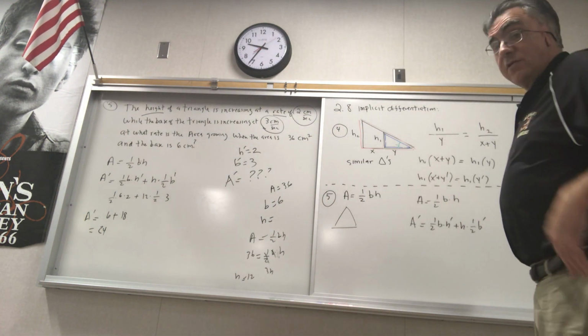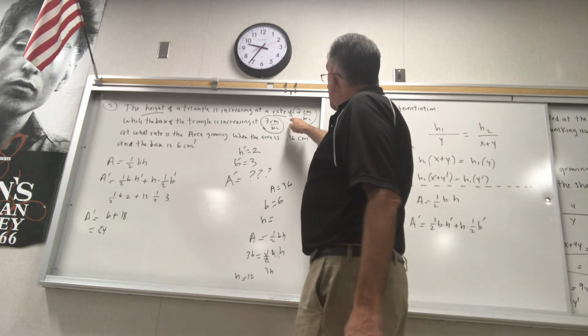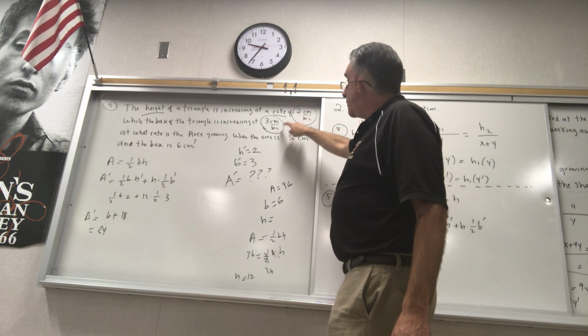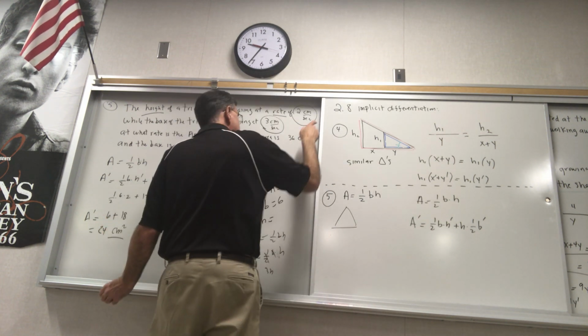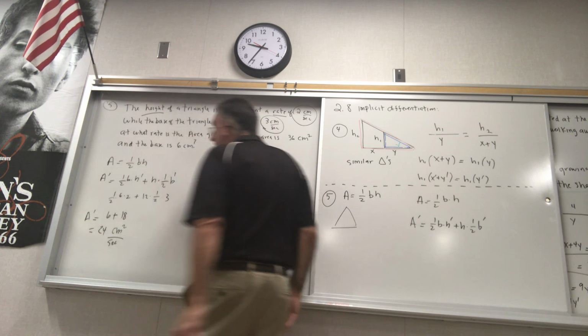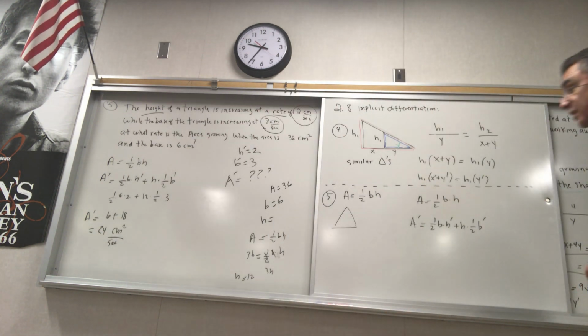And what are the units? The units are a little touchy on this one. The heights and bases are in centimeters, but area is in centimeters squared. The time unit is the same. Remember, the derivative is with respect to time. The derivative is seconds here. So we get 24 centimeters squared per second.